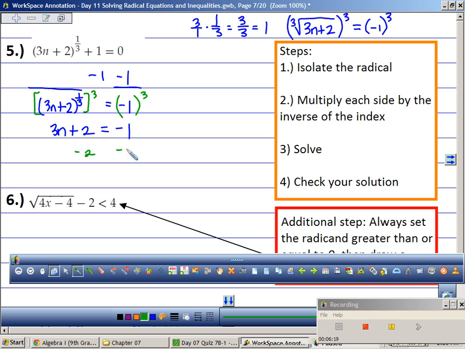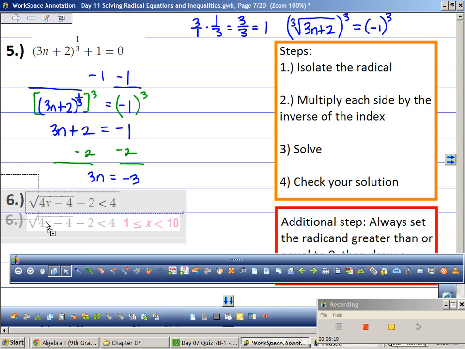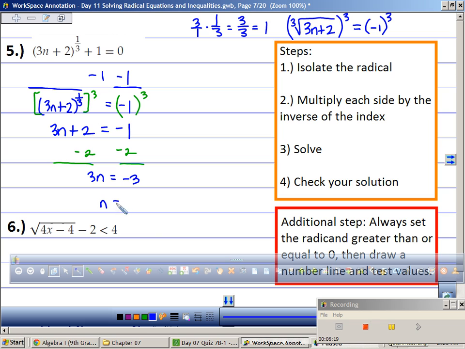I'm going to make it look pretty. -1 minus 2 gives me 3n equals -3. Therefore, I don't need this anymore. Oh, I just uncovered my answer. You didn't see it, okay? n equals -1.